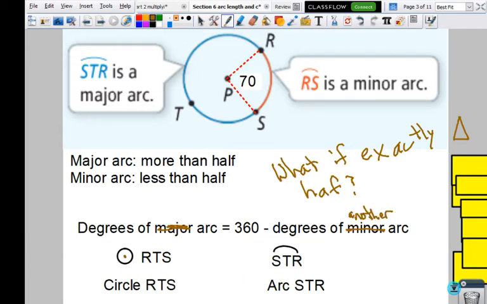So if I have arc RTS, I can figure out what that is because there are 360 degrees in a circle. If I subtract RS, which I know is 70 right here, I can find RTS just by doing 360 minus 70, which is 290 degrees. Arc RTS is 290 degrees.